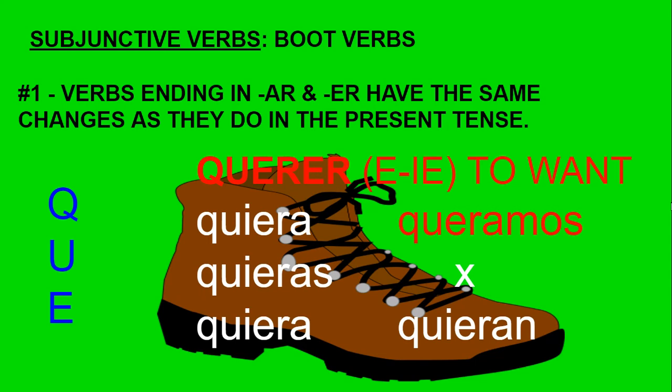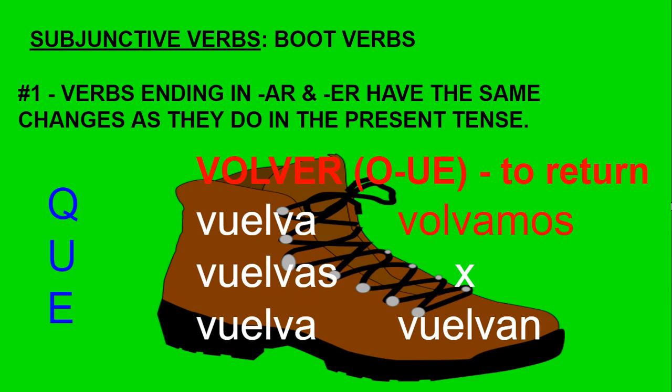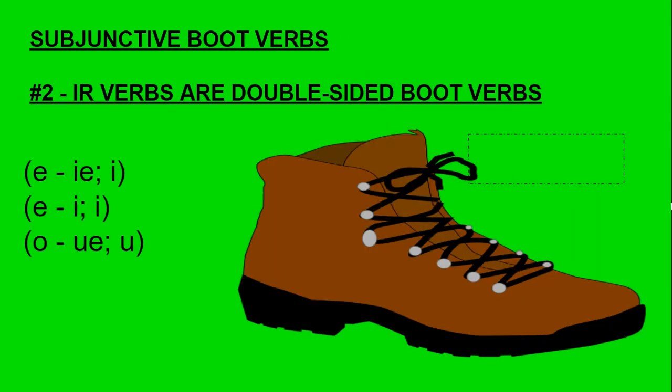Another ER verb is volver, to return: que yo vuelva, que tú vuelvas, que él vuelva, que volvamos, que vuelvan. Okay, so that was an O to UE one, and it means to return. So we know that AR verbs have some kind of E in them, and ER verbs have some kind of A in them. Okay, so that was good. These are AR and ER ending verbs. Let's go to the next one.